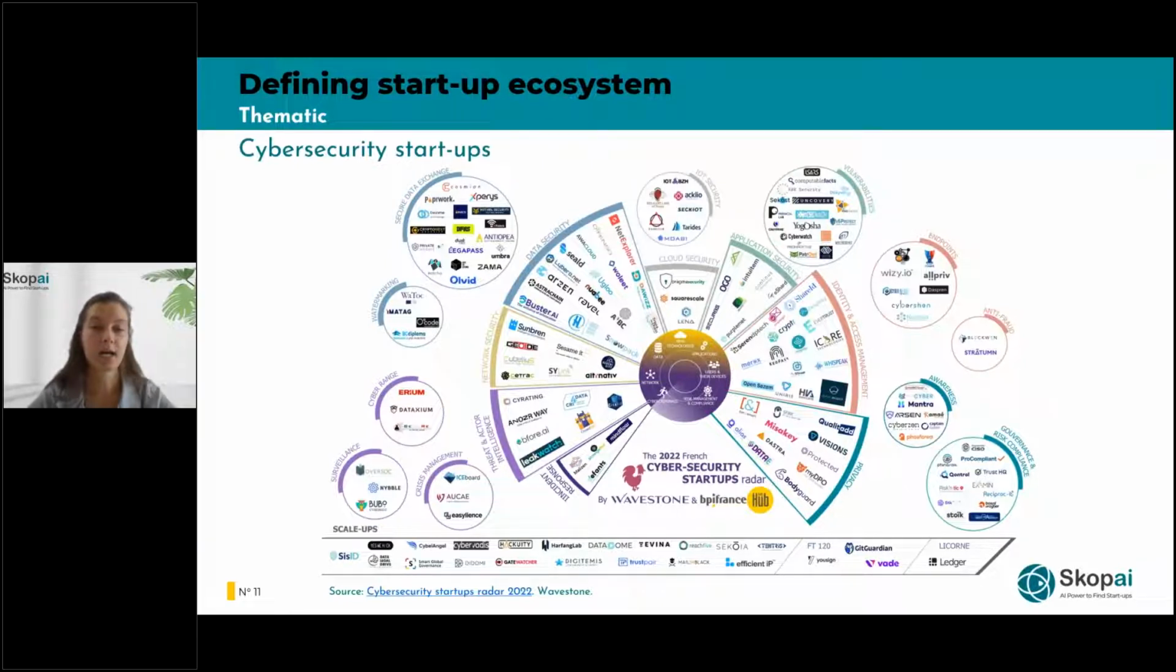This mapping also highlights the scale-ups. This is the logos that you can see on the down part of the slide. And so the fast-growing companies and also the unicorns, which you see on the right corner, which in this ecosystem is one unicorn.